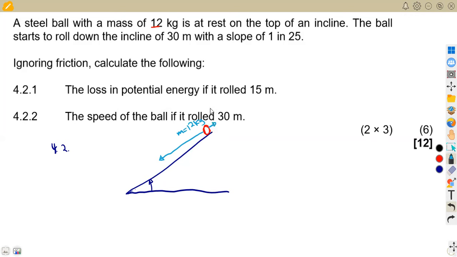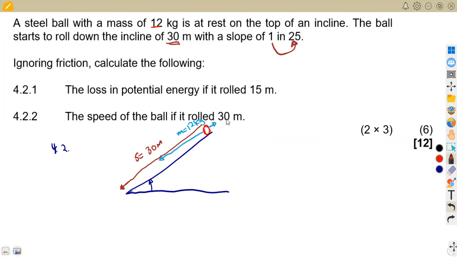All right. So when it is rolling down, it is rolling on an incline of 30 meters. So from this point where it is up to the ground, we have got a distance that we are given. This is from our linear information, so this is just our S. Our S is given as 30 meters, or distance, whichever way you can write it, with a slope of 1 in 25.